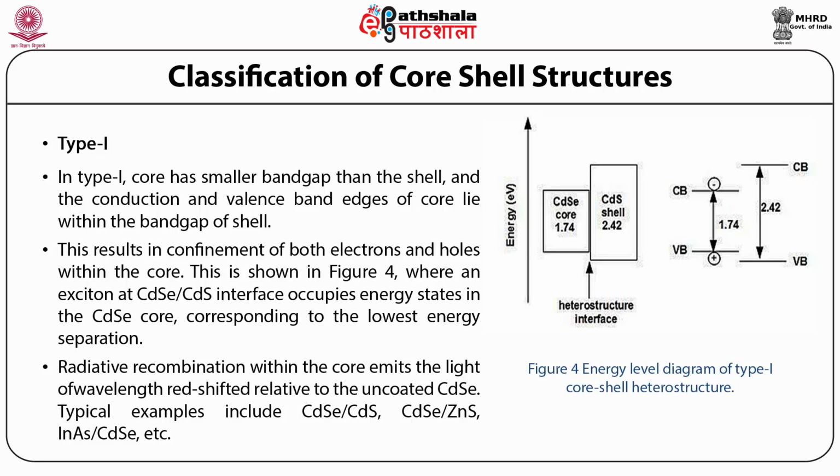Typical examples include cadmium selenide, cadmium sulfide, cadmium selenide, zinc sulfide heterostructure, indium arsenide, cadmium selenide heterostructures, etc. Figure 4 shows the energy level diagram of type 1 core shell heterostructure, where a heterostructure is formed by the cadmium selenide core and the cadmium sulfide shell.